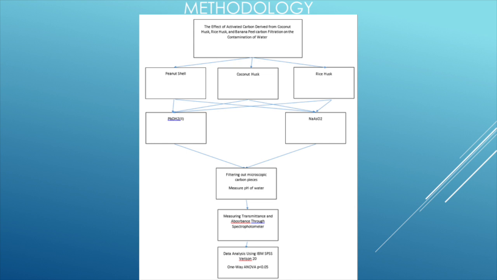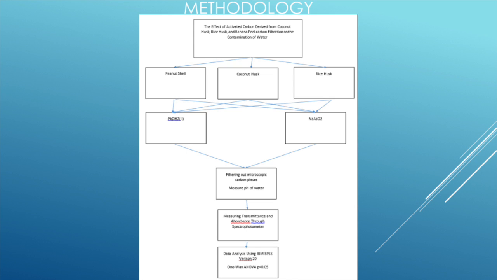The solution's pH and absorbance will be measured before the carbon is placed inside the tank. Then, 20 grams of the respective biosorbent will be placed in the solution. After 24 hours, the pH and absorbances will be measured. Each trial will last 5 days, with pH and absorbance measured daily.